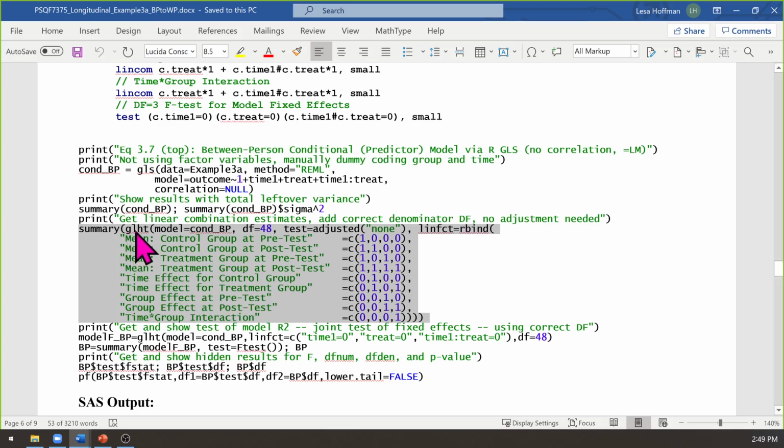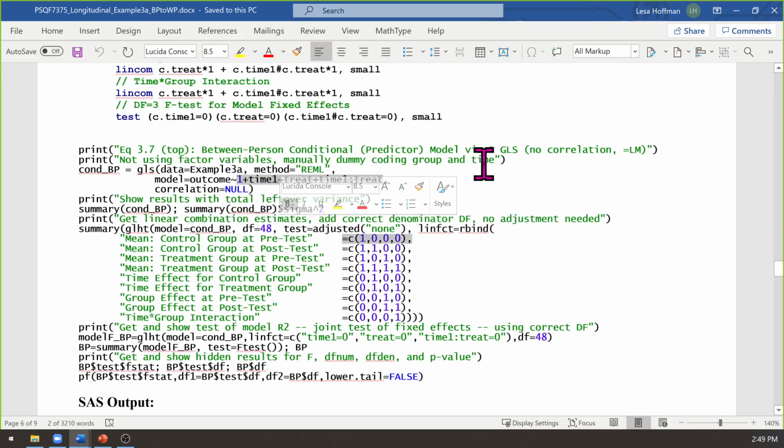So this is GLHT, which stands for General Linear Hypothesis Test. This is the analog to estimates or contrasts. You have to tell it your model that you wanted, and then give it the lists of the coefficients. And so these numbers refer to the betas in the model. So there's my four: the intercept, main effect of time, main effect of treatment, and interaction term, and the values are the multipliers in order.